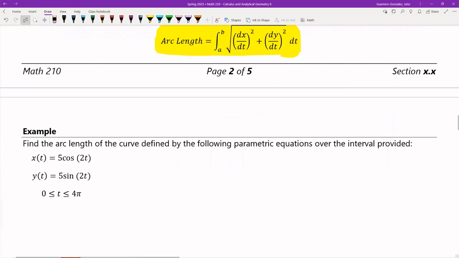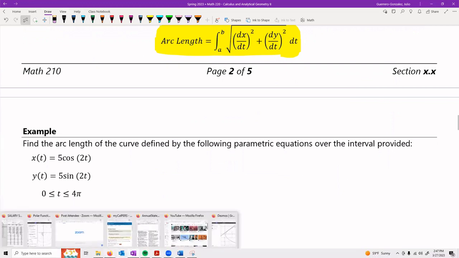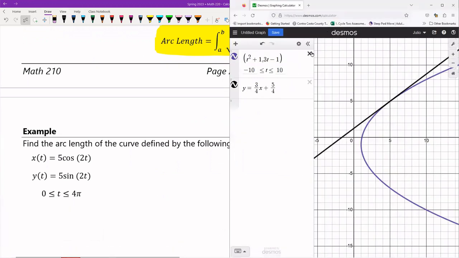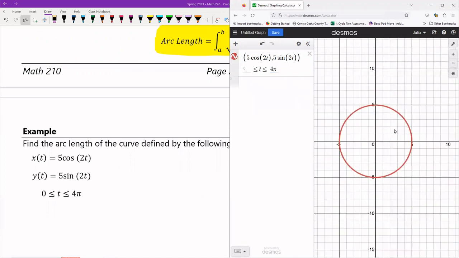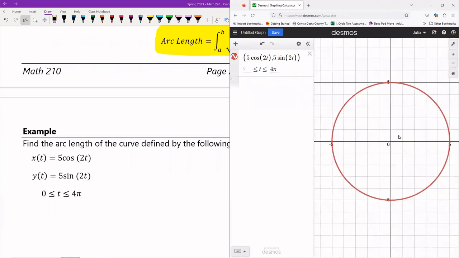So let's go to Desmos here. I'm going to get rid of that and graph these two: 5 cosine of 2t, comma, 5 sine of 2t. And I want them from 0 to 4 pi. There we go. So here is the parametric curve that we just graphed.